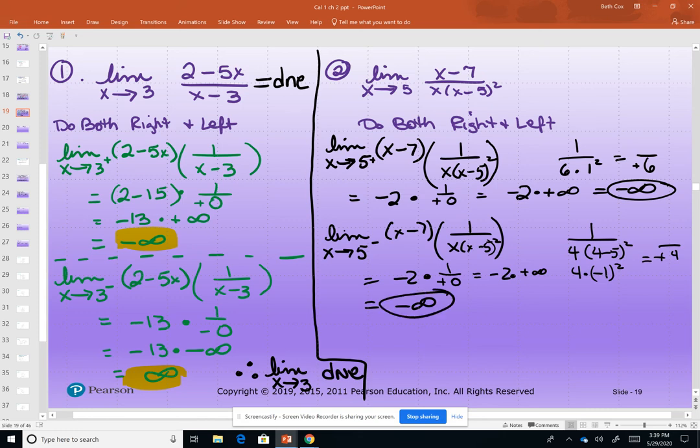So now this time, we don't have the does not exist. We have the limit as x goes to 5 is equal to negative infinity of this particular function.